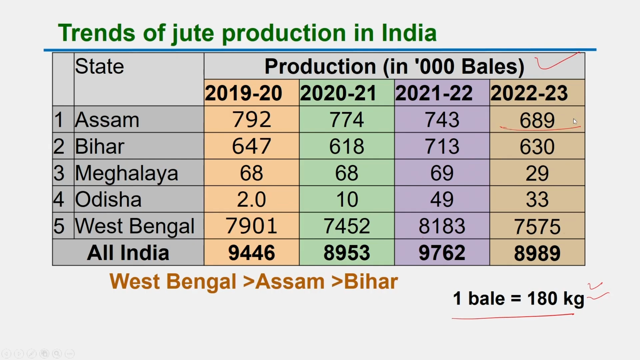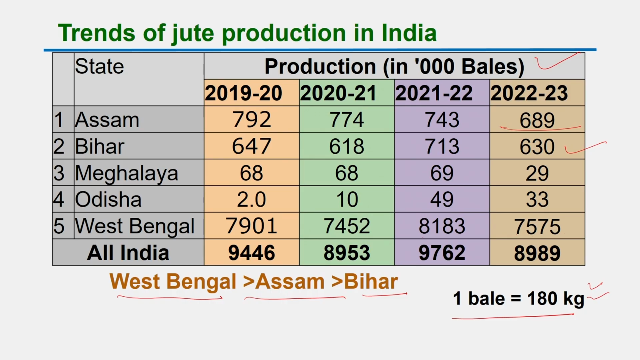And if you check, the next important state is looking to be Assam, 792,000, 774, 743, and in 22-23 it is 689,000 bales production. And of course, the third state is your Bihar, 647, 618, 713 and 630. So overall, you can conclude that the highest production is in West Bengal, which is far higher than Assam and Bihar, and next in order is Assam, followed by Bihar.